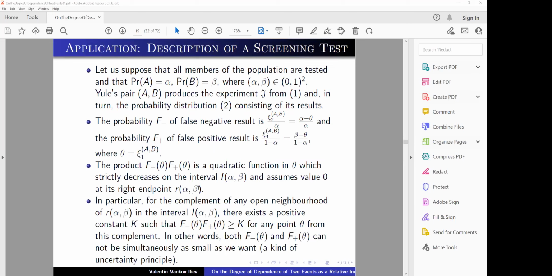So in particular, for the complement of any open neighborhood of R alpha beta in the interval I alpha beta, there exists a positive constant K such that the product of the probabilities of false negative and false positive result is greater or equal to this positive constant. In other words, both F minus and F plus cannot be simultaneously as small as we want. This is a kind of uncertainty principle.